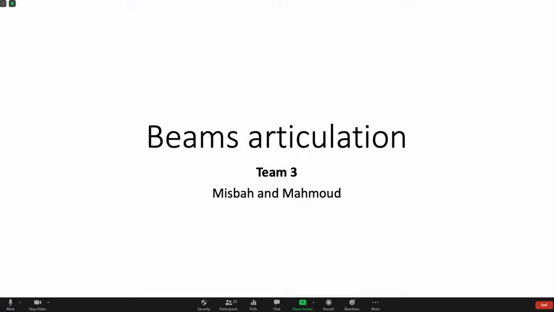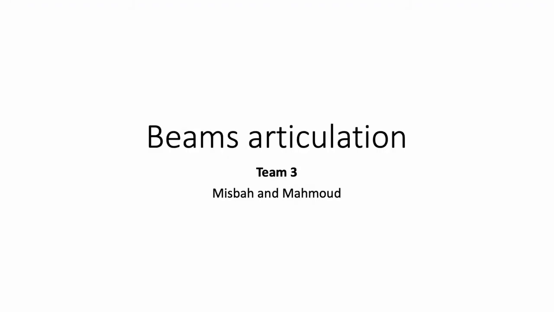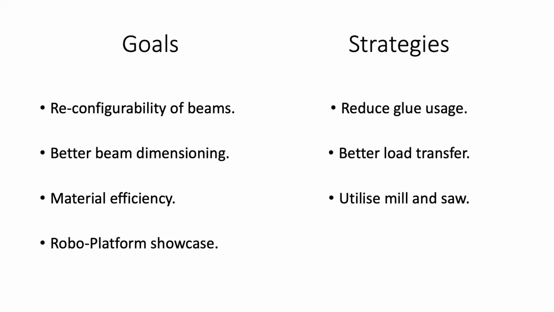So we were looking at the beams articulation yesterday, and we had some goals and strategies to guide our way. So the first goal is the reconfigurability of the beams itself, I mean, in the life cycle of the project itself. And we were looking at better beam dimensioning, the sizes and the depths of the beams, and also material efficiency. And we are looking at how to showcase the Robo platform in a more advanced way.